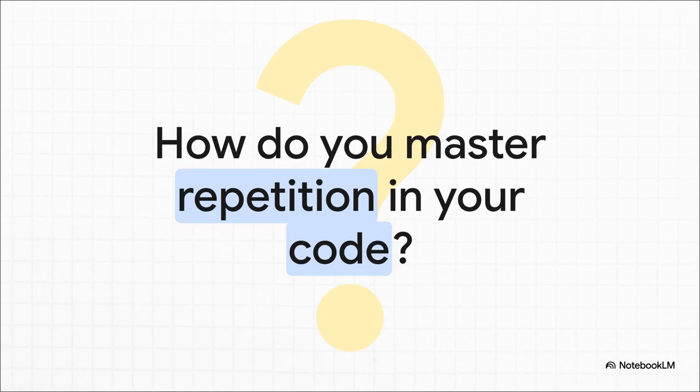So, here's the big question. How do you make that leap from a beginner who just copies and pastes code over and over again to a pro who can automate just about anything? The secret, really, is mastering the engine of computation, the loop. This is where you unlock some serious power in your programs.